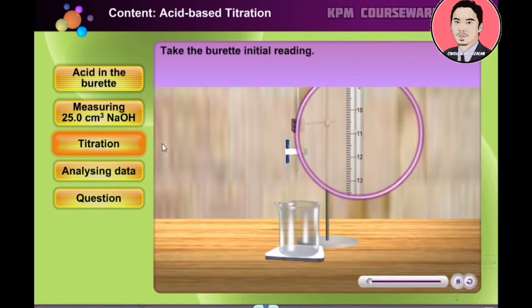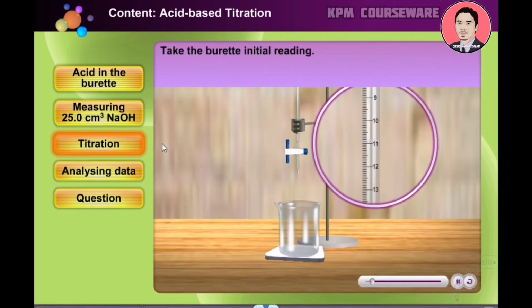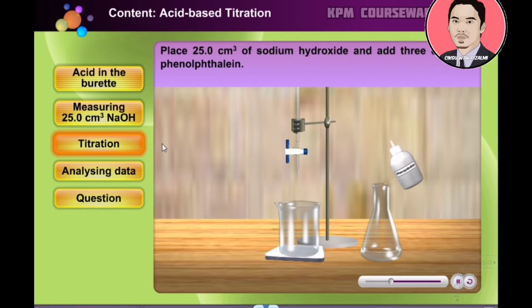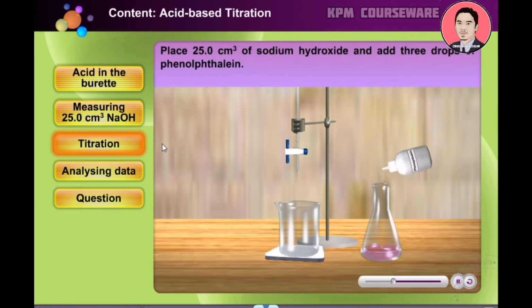Take the burette initial reading. Record it to 2 decimal places. For example, 10.90 cubic centimeter. The initial reading does not need to be at 0. Place 25 cubic centimeter of sodium hydroxide solution in a clean conical flask. Add 3 drops of phenolphthalein. Note the color changes.